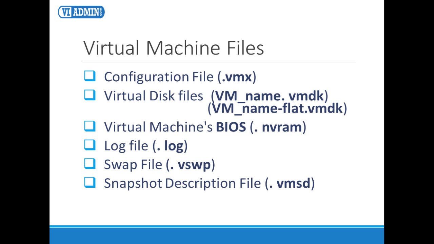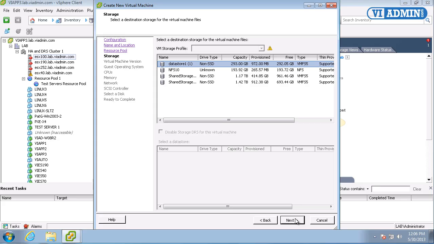a snapshot description file, .vmsd. This file is empty if the virtual machine has no snapshots. A virtual machine may have additional files if one or more snapshots have been taken or if raw disk mappings have been added. These are discussed further in the next movies.